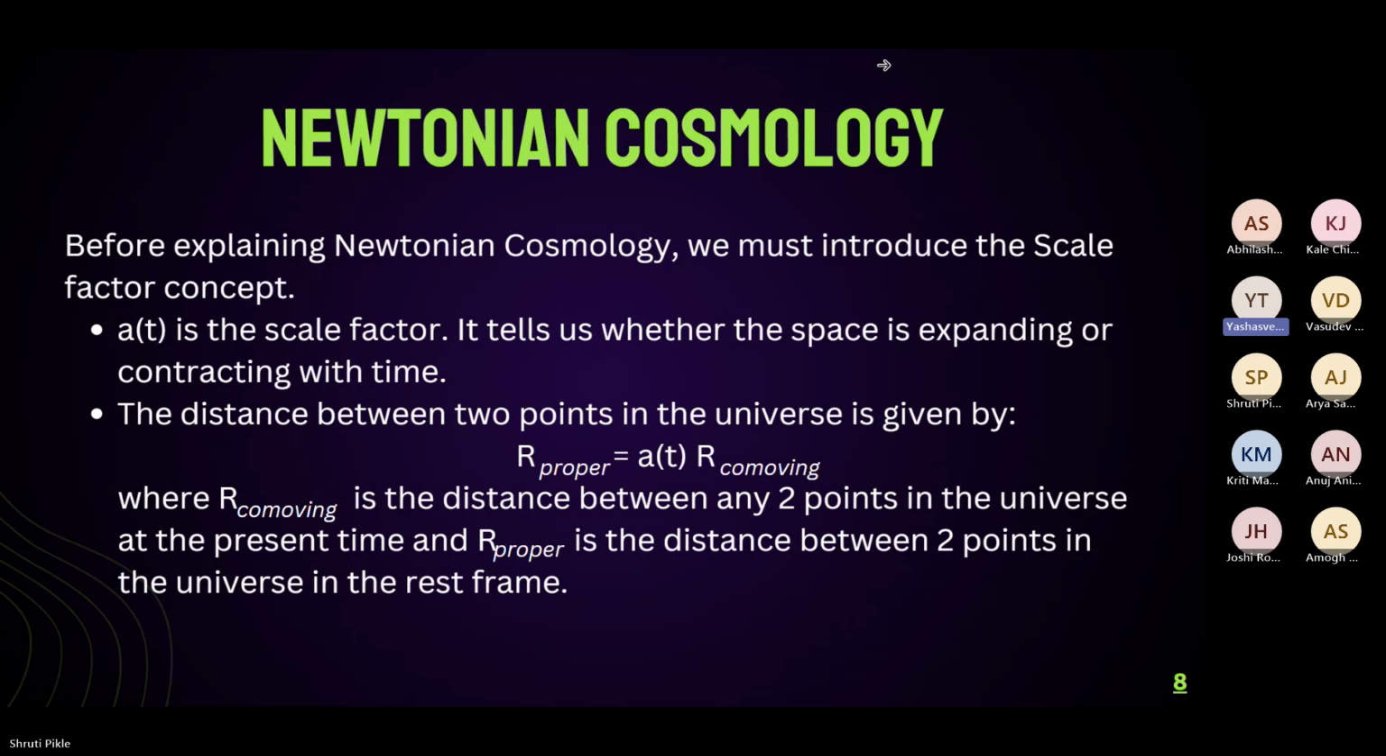So, r_comoving here is the distance between any two points in the universe at the present time, while r_proper is the distance between two points in the universe in the rest frame.